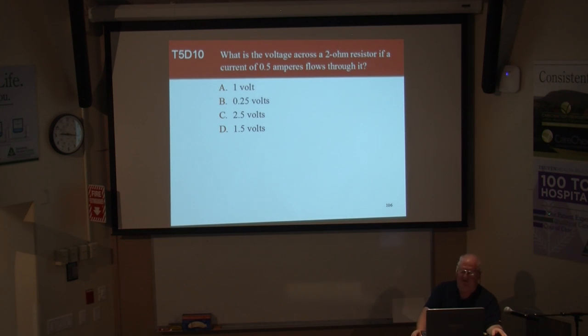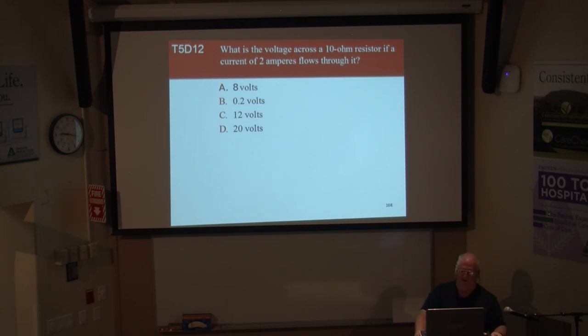What is the voltage across a 2 ohm resistor if the current is 0.5 amps? 1 volt, yep. What is the voltage across the 10 ohm resistor if the current of 1 amp flows through it? B, 10 volts. All right. What is the voltage across the 10 ohm resistor if the current is 2 amps and flows through it? D, 20 volts.